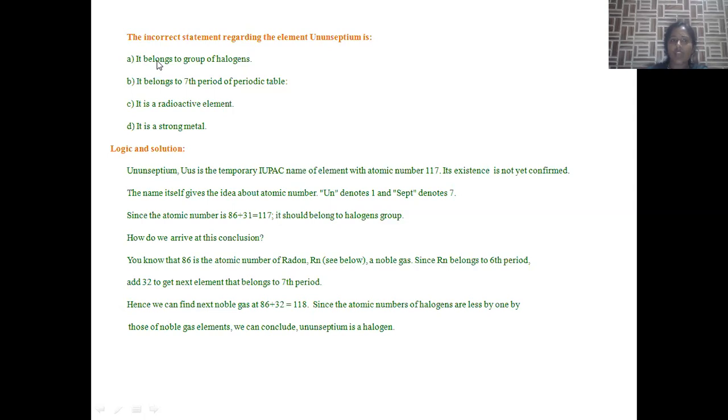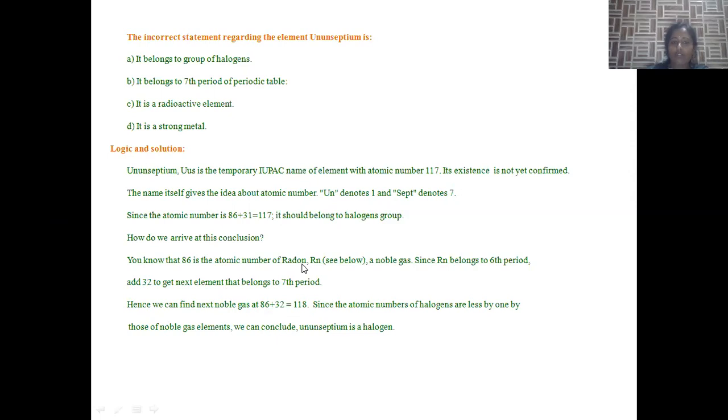The element belongs to the halogen family. It belongs to the 7th period of the periodic table. It is a radioactive element. It is a strong metal. From these, we have to find the incorrect statement; unseptium is nothing but 117. As we already know, all the periodic table elements are characterized by their atomic numbers and atomic weights, measured with respect to noble gas elements. The last known noble gas element is 86. What is the 86th element?